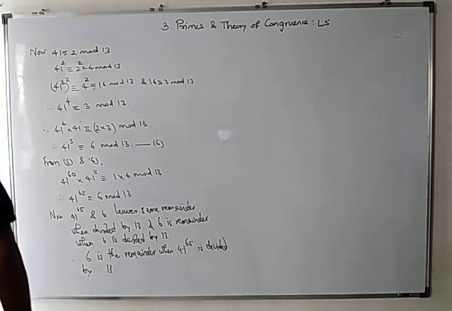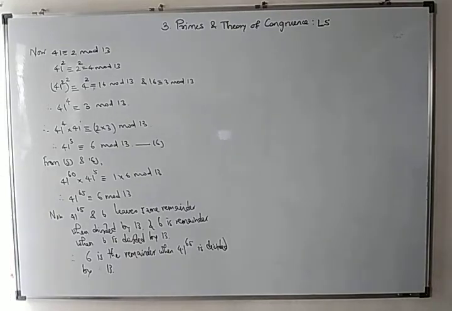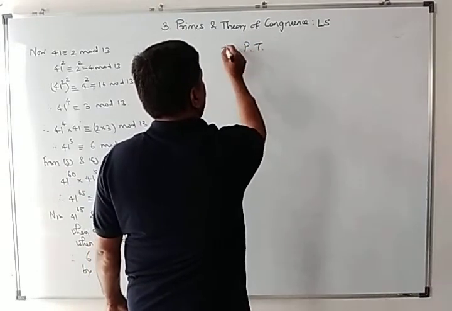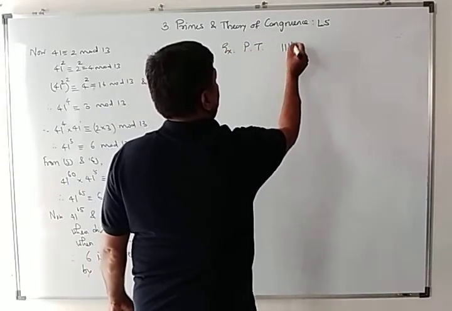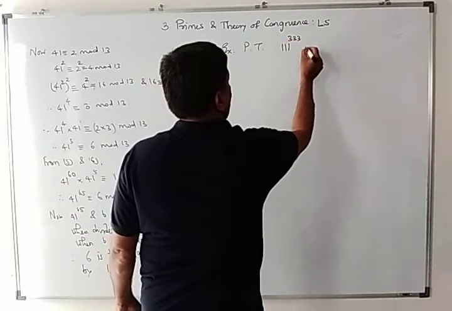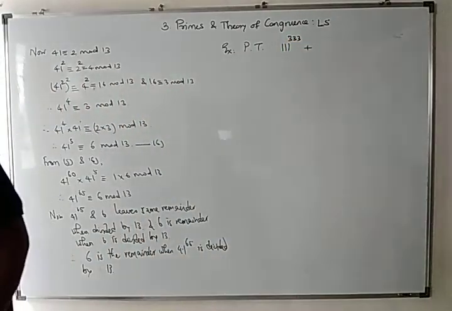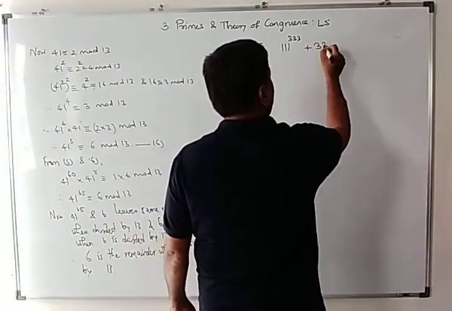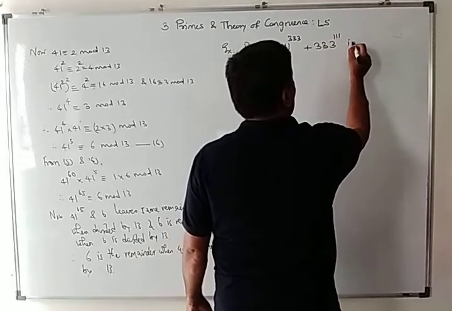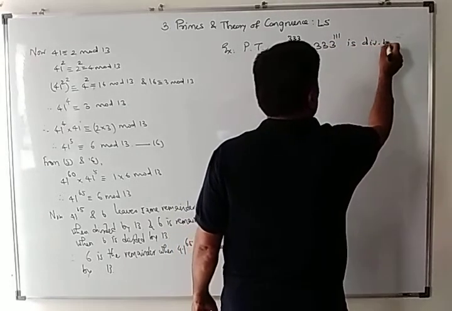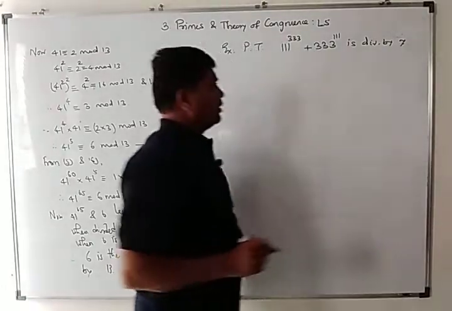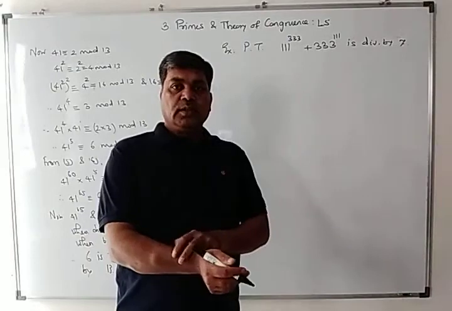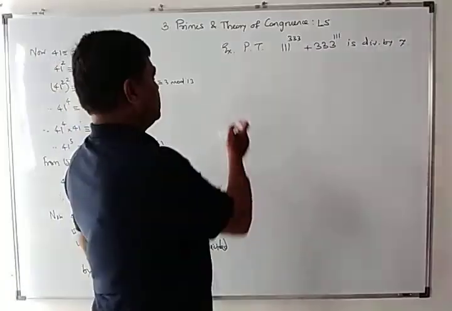Prove that 111 raised to 333 plus 333 raised to 111 is divisible by 7. Means if we divide this sum, then the remainder must be 0. So, solution.